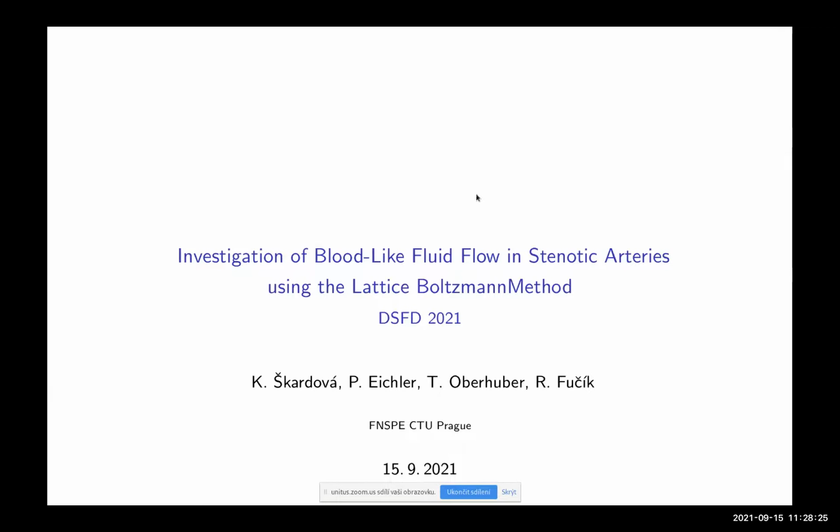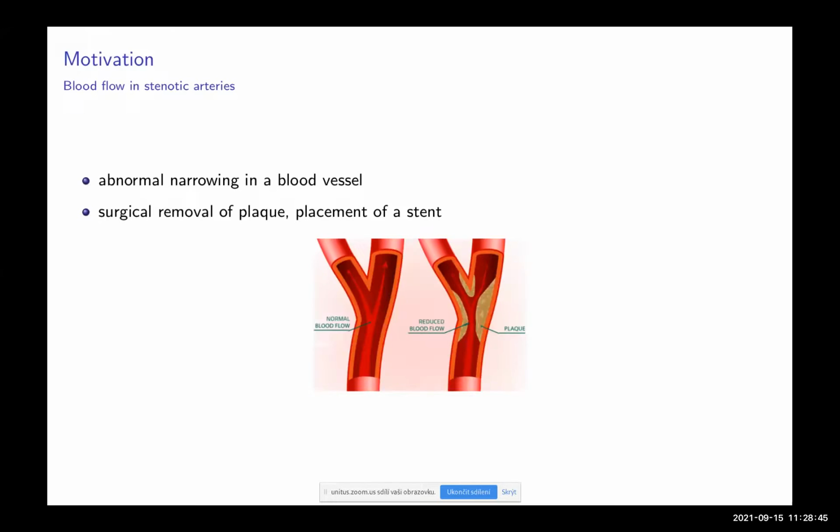Okay, thank you for the introduction. And as you said, good morning, everyone. Today I would like to talk about investigation of blood flow in stenotic arteries, which is a topic I have been working on together with my colleagues from Czech Technical University in Prague. And I would like to start this presentation with motivation.